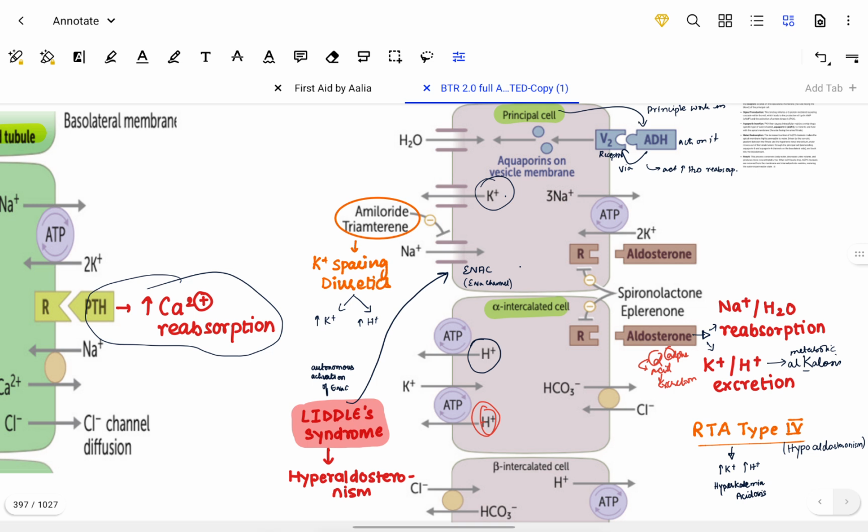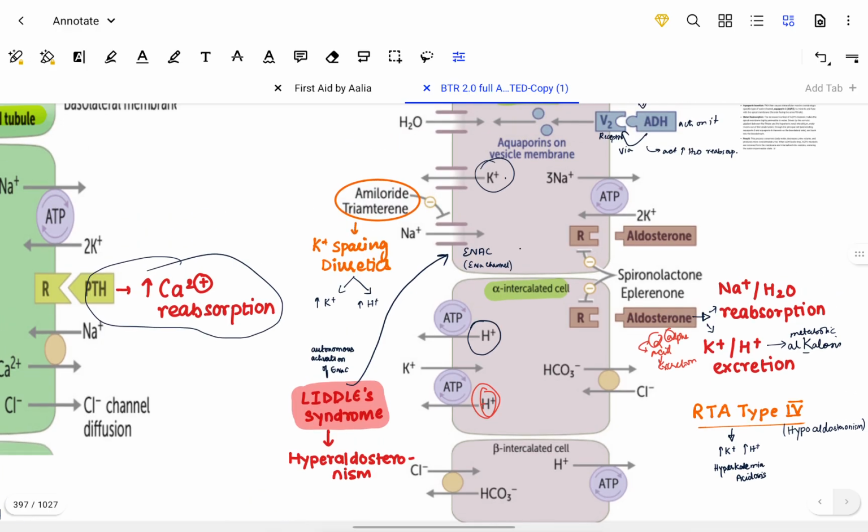Now, Liddle syndrome. Remember the ENaC channels? ENaC channels cause sodium reabsorption in the principal cell. In Liddle syndrome, there is an autonomous activation of ENaC channels. This is a hyperaldosteronism-like case. You know aldosterone causes sodium and water reabsorption. What happens here is the autonomous activation of the ENaC channel, so too much sodium is being reabsorbed. This is known as Liddle syndrome.